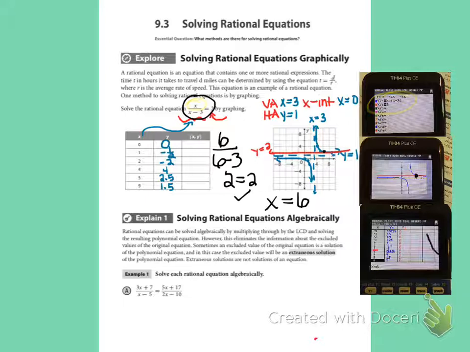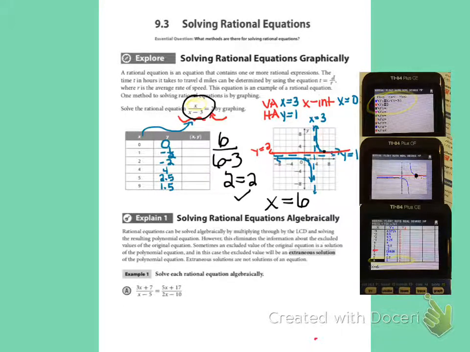I looked in the table, and because this was a nice integer value, I was able to see that solution right there in the table at 6, and the output is 2 for both. So that's the value where they're the same. That's the solution. Now, if that had not been an integer value, I maybe would have used the second and calculate intersection function key and just seen where those two graphs crossed. So those are all valid methods using graphing.